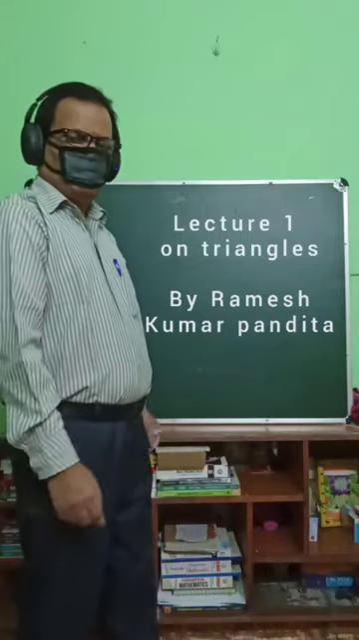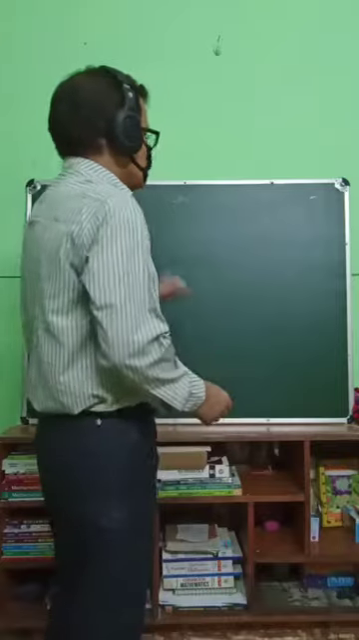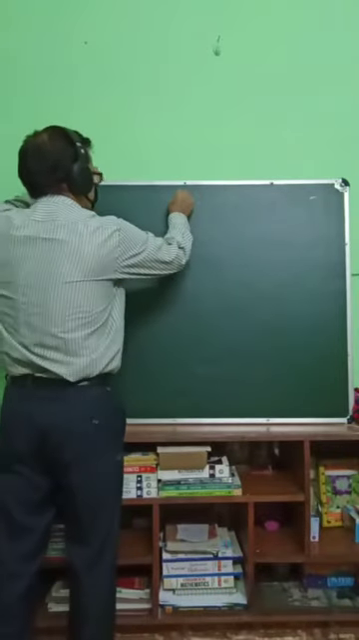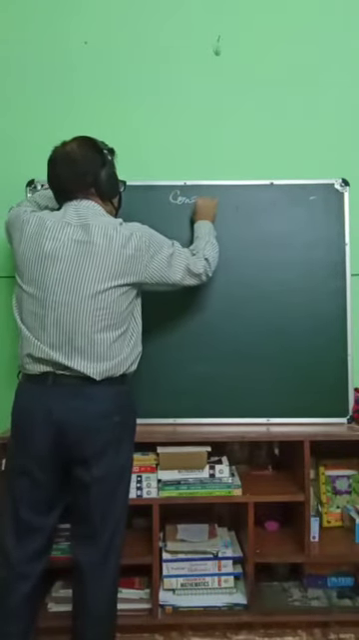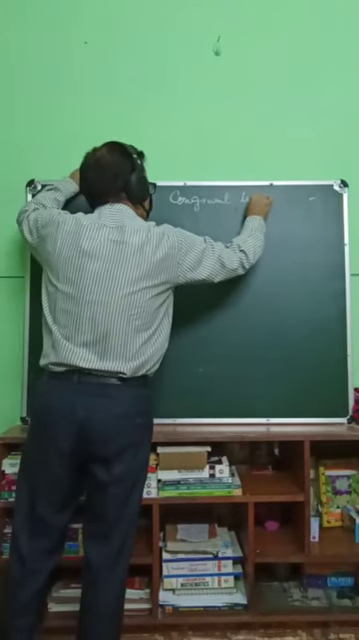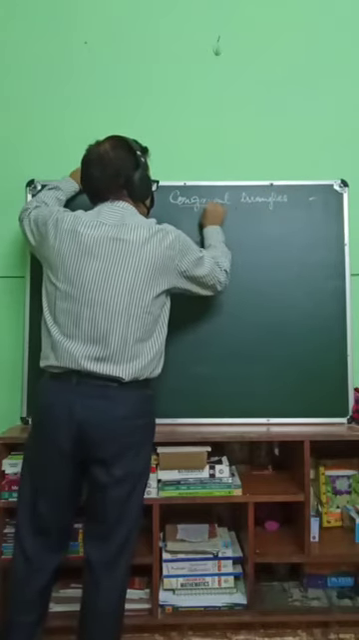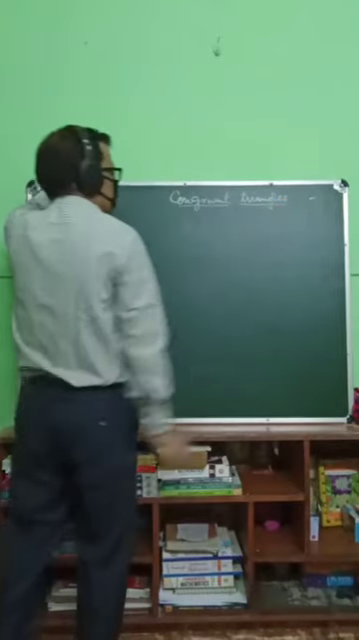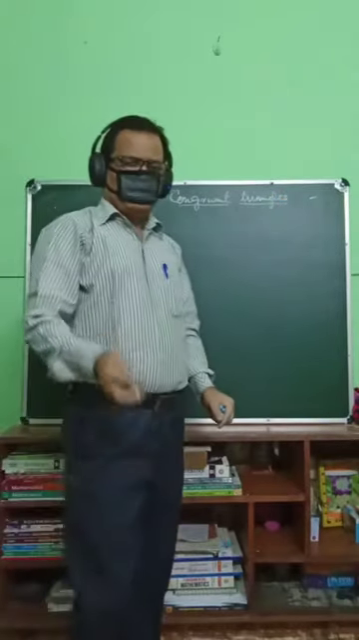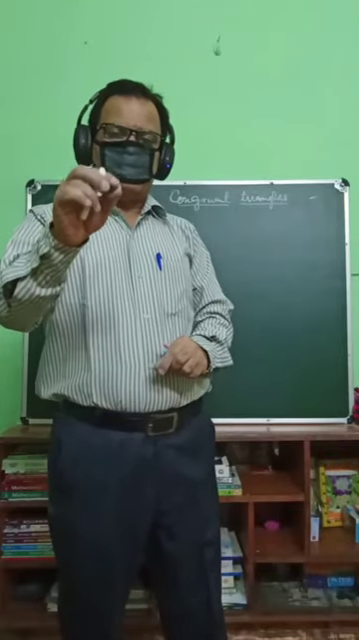Very good morning, children. We are today going to start our class 9th chapter, congruence, congruent triangles. Triangles is based on congruence. So we are doing congruent figures, congruent triangles. So what are congruent triangles? What are congruent figures? Congruent triangles or congruent figures are those figures which have the same shape and size.